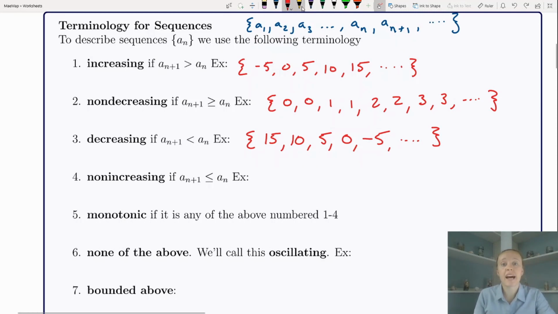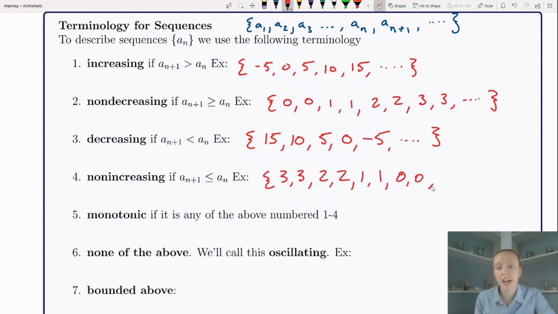And then we also have non-increasing, where a sub n plus 1 is going to be less than or equal to a sub n. So what I'm going to do is take this non-decreasing sequence from up above and flip it into a non-increasing. So I'm going to start at 3, and then go to 2, and then go to 1, and then go to 0, and after that would be -1, then -2, and so on. And just like up above, all decreasing sequences are non-increasing, but not all non-increasing sequences are decreasing.